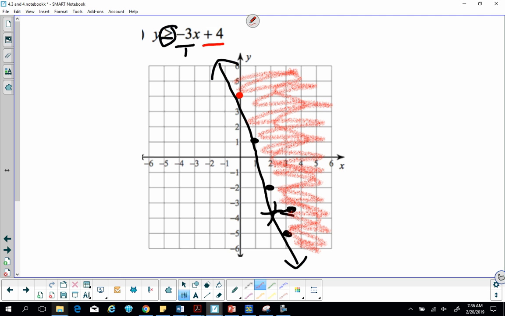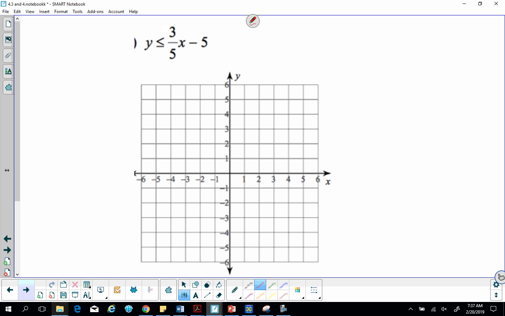Cool. See if you can try the next one. Same thing. See if you can try this one right here. Nothing different about it.